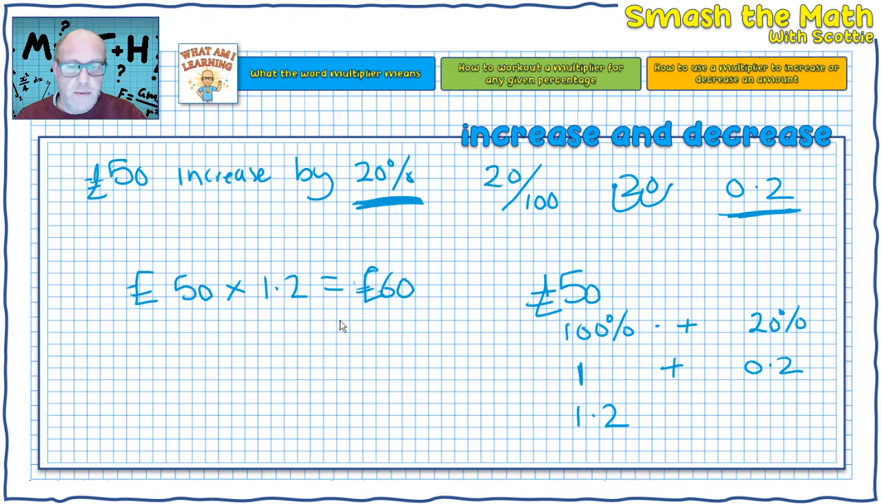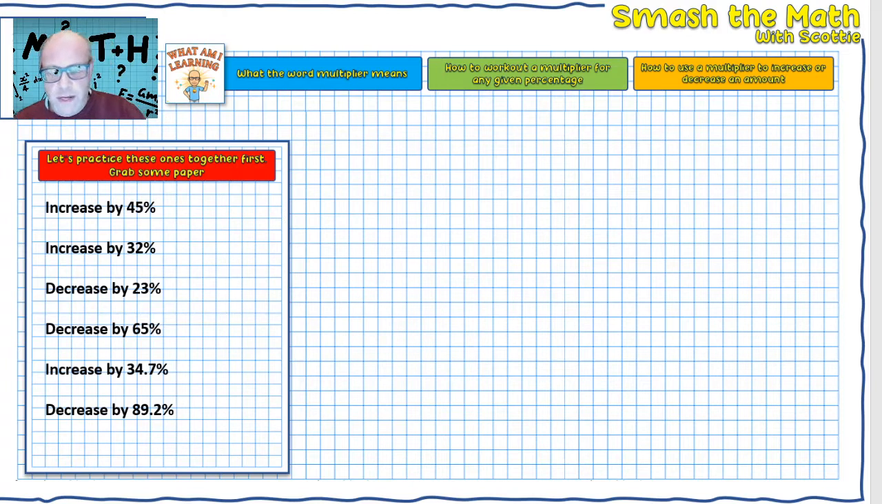I'm going to do some more examples on the next screen. Okay, so that's how we do it. So let me show you some examples, and you can have a go at them with me. Right, okay. So we've got some increases here, and what we're going to do is I'm going to change it up.